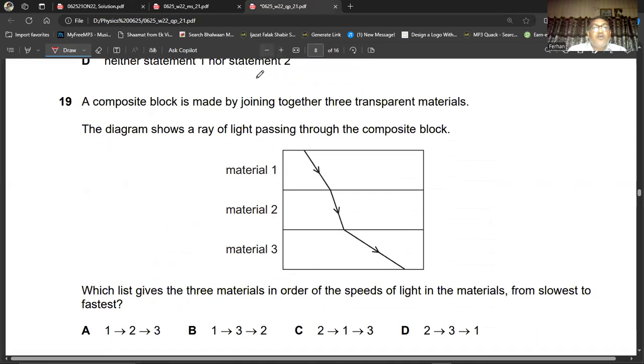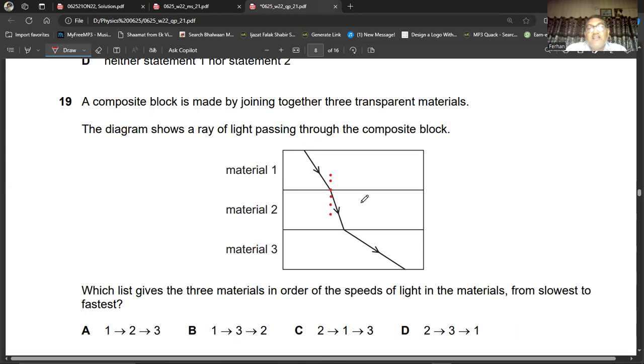A composite block is made by joining together three transparent materials. The diagram shows a ray of light passing through the composite block. Material one, material two, material three. Light is entering from one material to the second material to the third material. If I draw a normal here, what you will observe is that it has bent towards the normal.